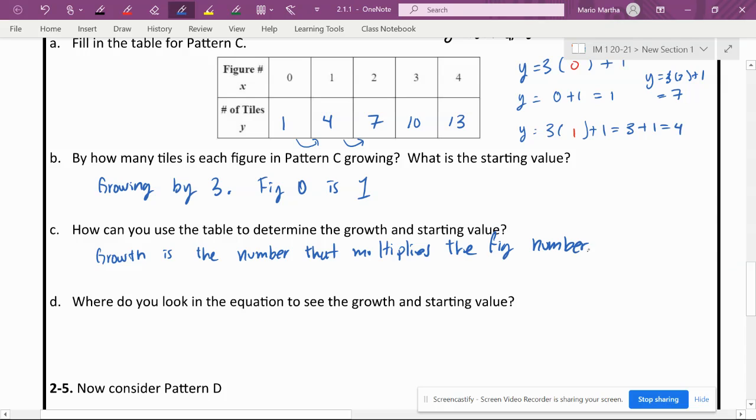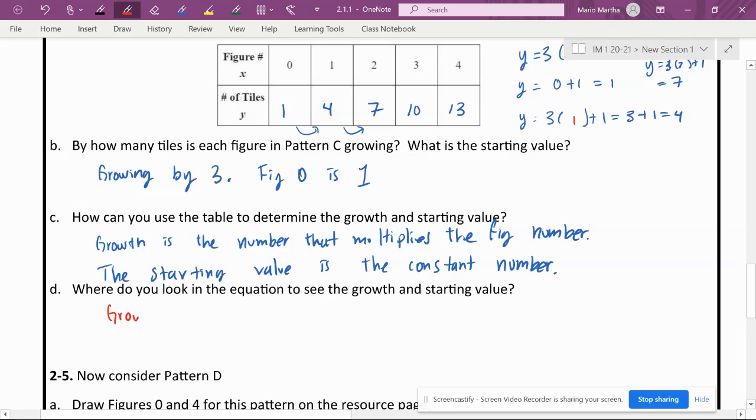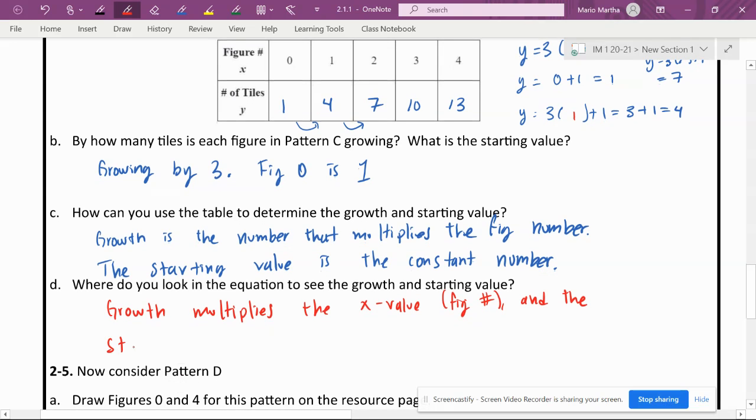And then lastly, the initial value or the starting value. So the starting value is the constant number. So where do you look in the equation to see the growth and the starting value? So again, the growth is multiplying the x, right? So the growth multiplies the x value, which in this case happens to be your figure number. And then again, your starting value is the number by itself, right? Is the constant.